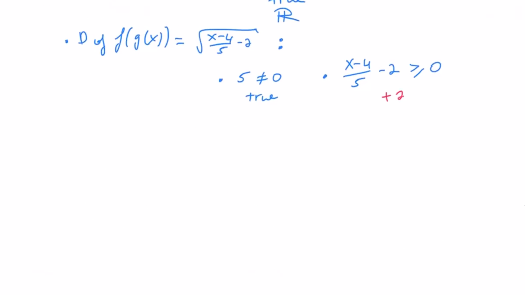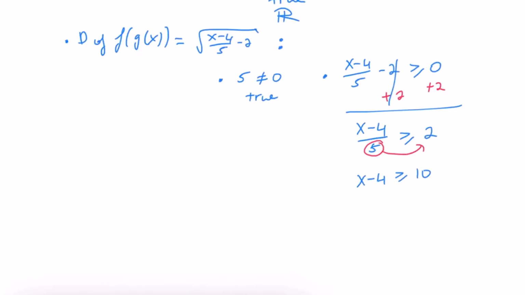So here we need to add the 2 over. So (x minus 4) over 5 is greater than or equal to 2. The 5 multiplies over. x minus 4 is greater than or equal to 10. Add 4 over. So x is greater than or equal to 14.